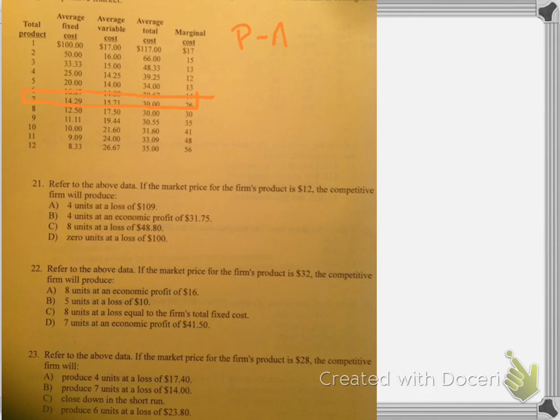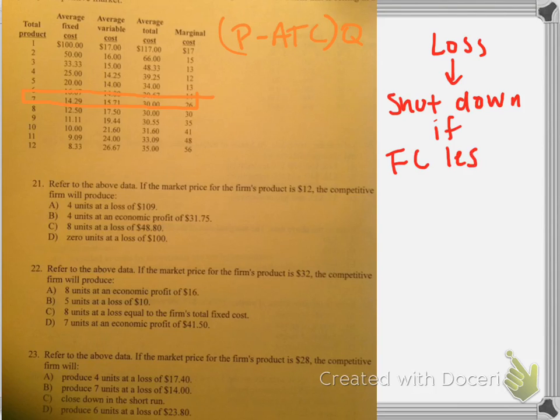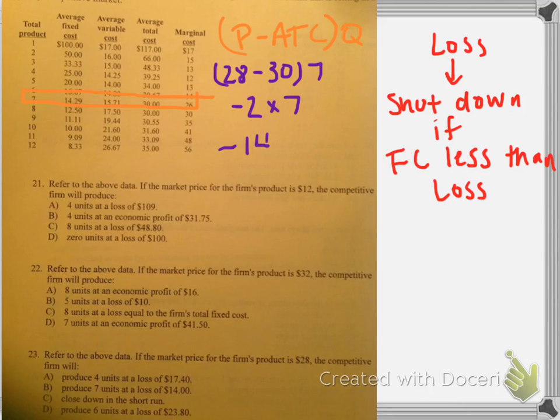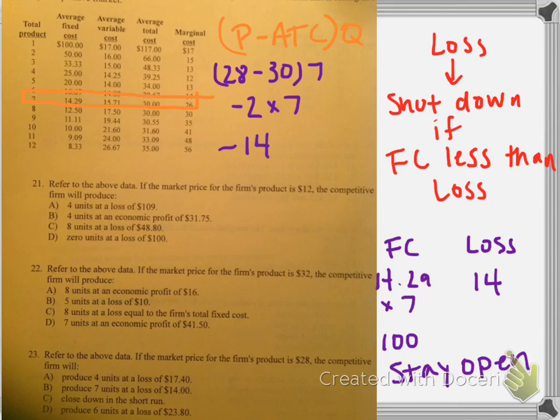And last, we have a product price of $28. That gives me 7 units, and I'm going to do the same thing. So in this case, $28 minus $30, which gives me a loss. So I shut down if my fixed cost is less than my loss. Right now, my loss is going to be $14, but my fixed costs are going to be $100. And I figured that out by taking your fixed costs by quantity. So in this case, we would stay open and we would just lose the $14. We'll find out more next unit about when actually we would shut down or how long we would take that loss for.